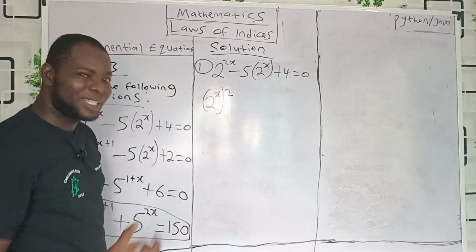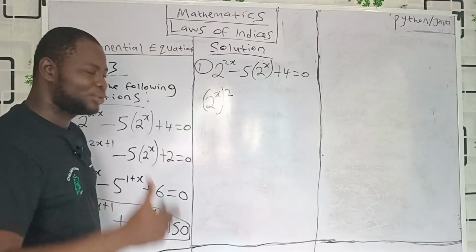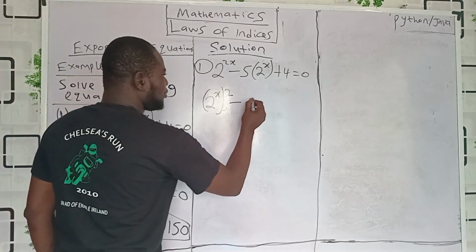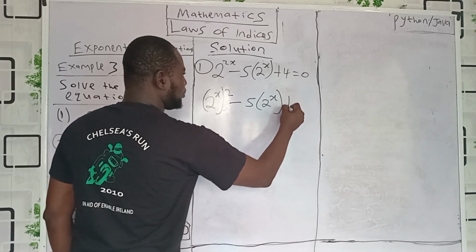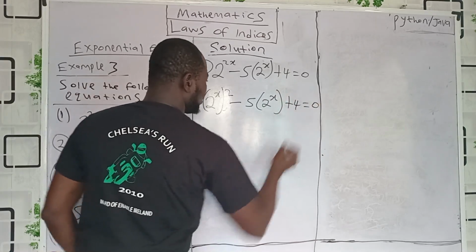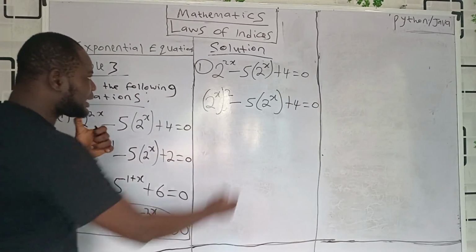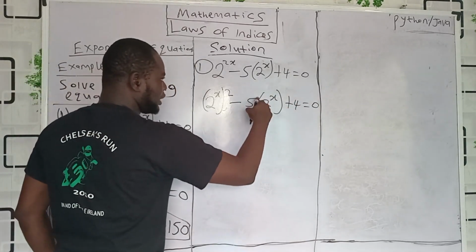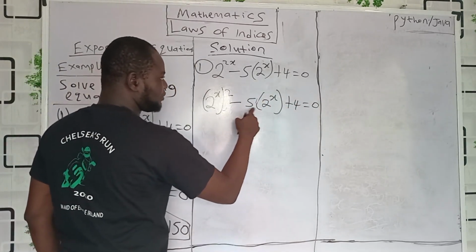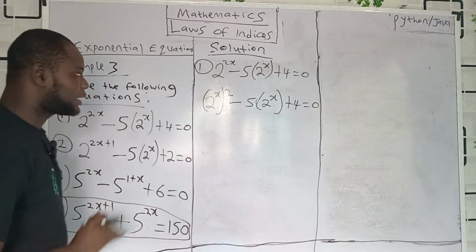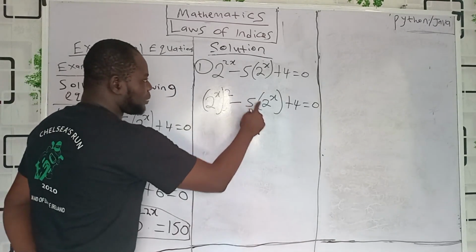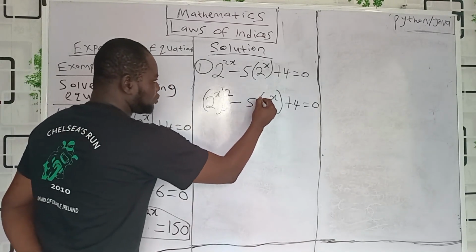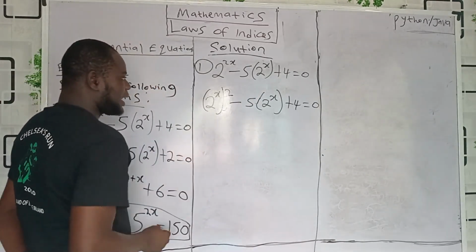What does that tell us? We have not changed anything. Good. Minus 5 into bracket 2 raised to power of x, then plus 4 equal to 0. Now, don't forget that this bracket actually means multiplication, which means this one is like 5 times 2 raised to power x. Don't forget that. Now, what do you observe? I have 2 raised to power x here. I have 2 raised to power x here.